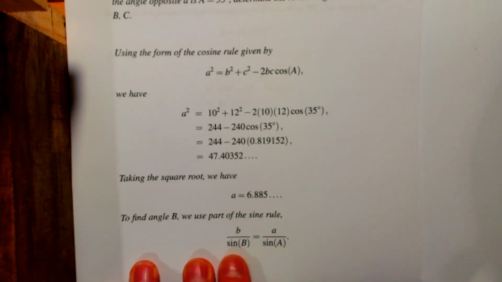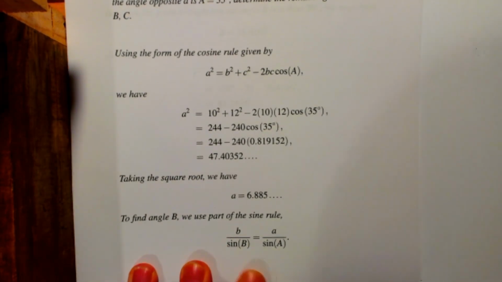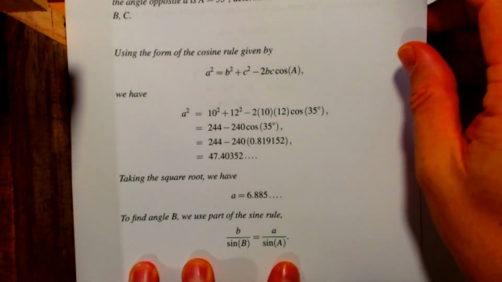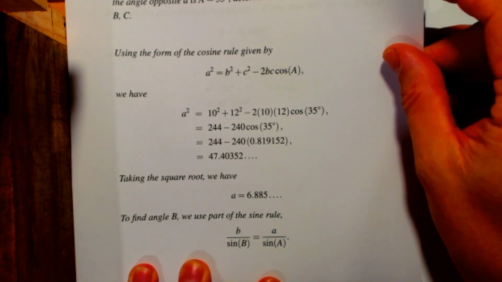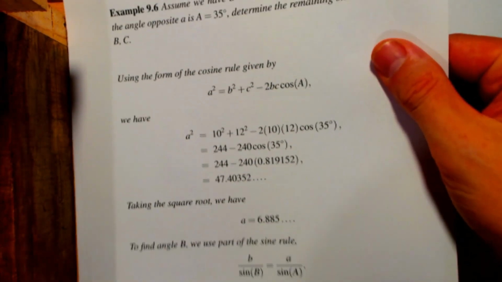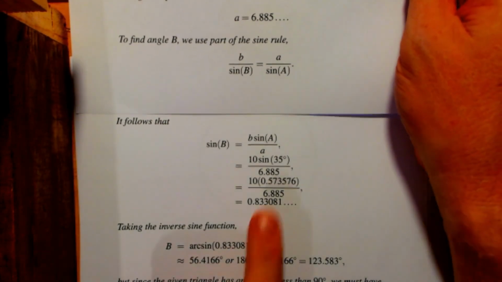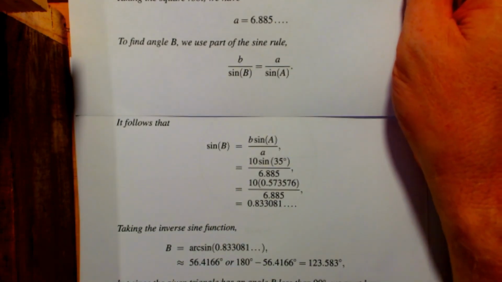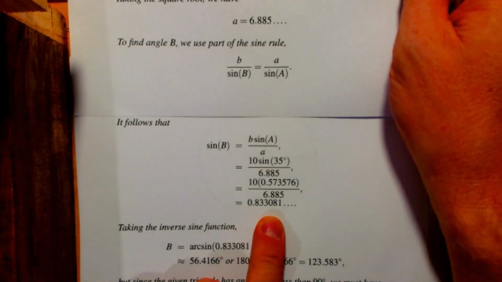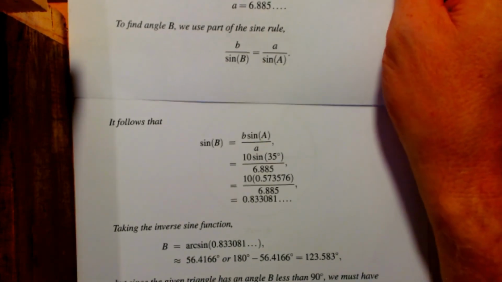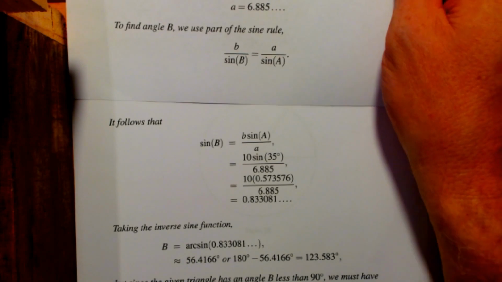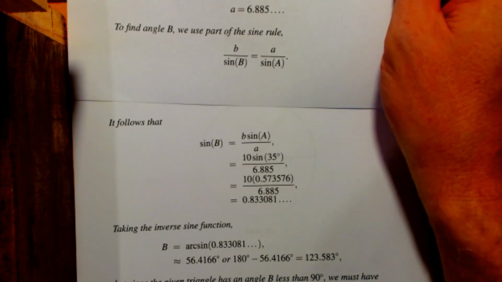Taking the square root gives us that the side A is 6.885. Now to find angle B, we use that part of the sine rule given by this. B over sine B is A over sine A, where the angle A is opposite the side A and the angle B is opposite the side B. Okay, so let's have a look. It follows that sine B is B sine A over A. So we sub the numbers in and we work out that sine of B is 0.833081. So taking the inverse sine of this, on your calculator that's sine superscript minus 1, but I like to call that arcsine.